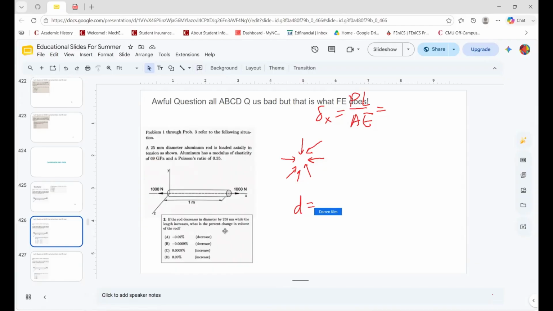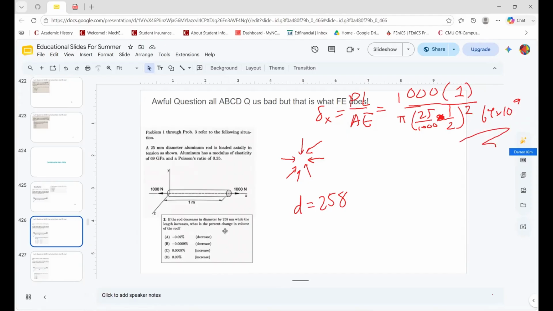So diameter equal to 5/8, and then the length has to be changed here. So P is 1000 multiplied by L, which is 1, divided by pi r squared, so 25 divided by 1000, multiplied by what? Oh, that's it. No, divide by 2, because it is radius we're looking for. No, wait, yeah, that's correct. E is 69 times 10 to the 9 power. So here we are.